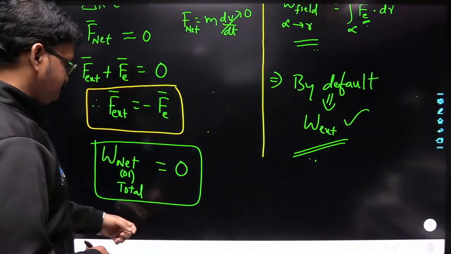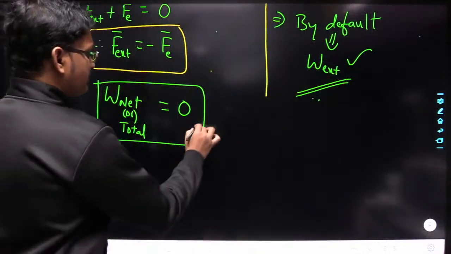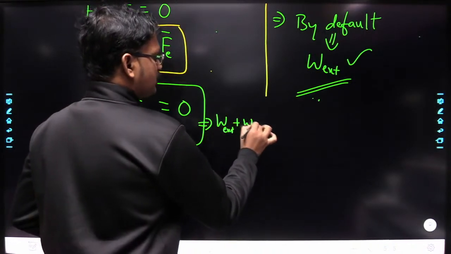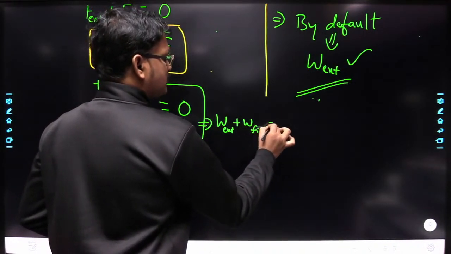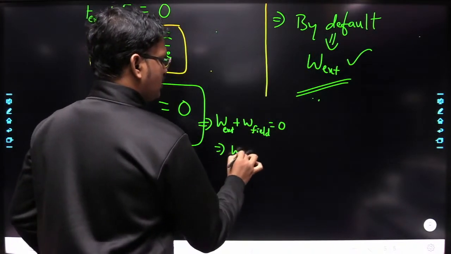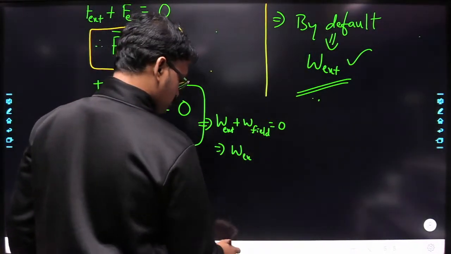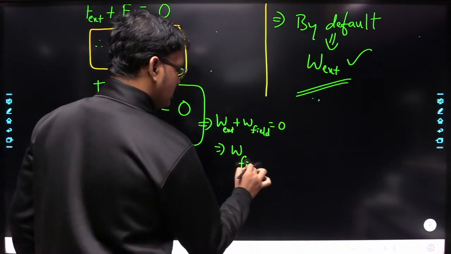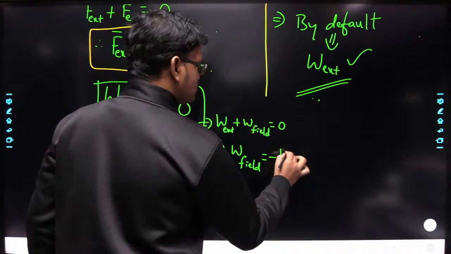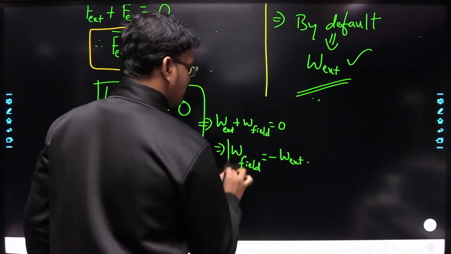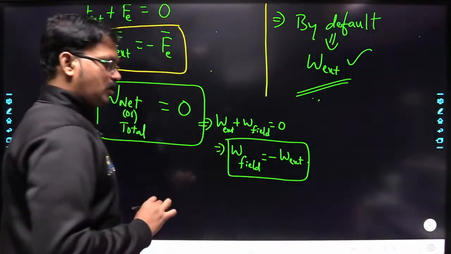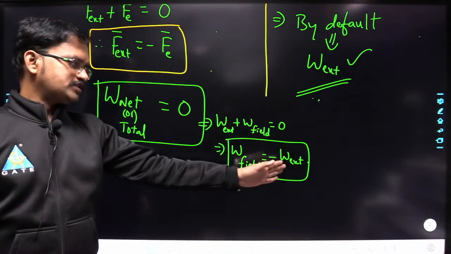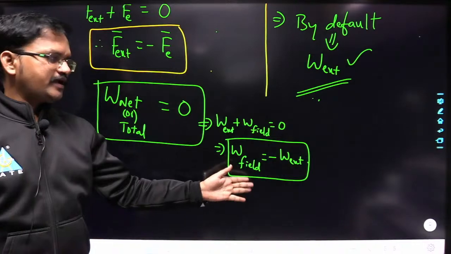Okay. So from here we can say W external plus W field must be equal to 0. So if you want to determine work done by the field, then that must be equal to minus of W external. So there is no need to determine both here. If you determine one thing, then automatically you can get the other.